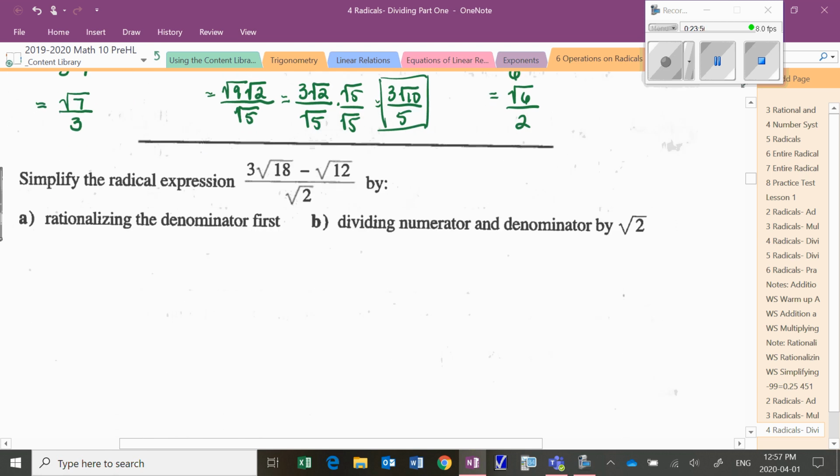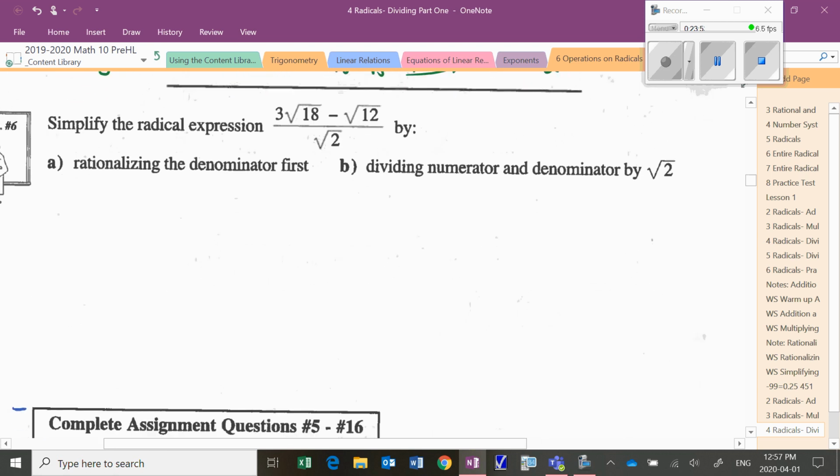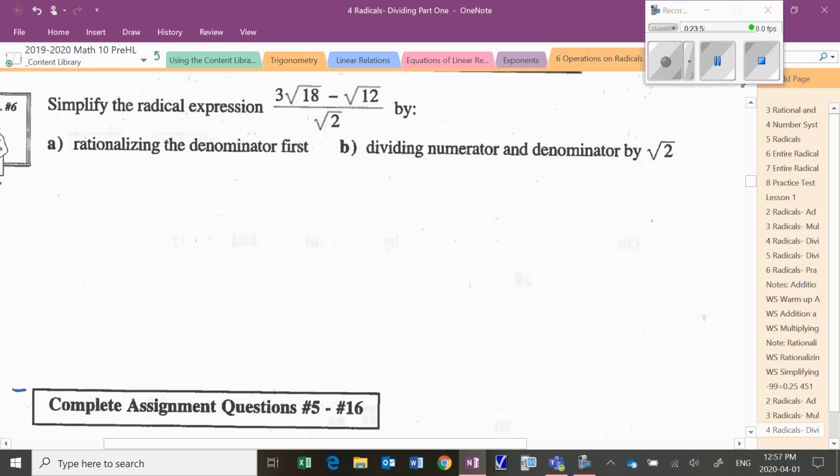Awesome. Okay, if you take a look at class example number 6, it says simplify the radical expression by rationalizing the denominator first, or dividing numerator and denominator by root 2. And so if we take a look at this then, rationalizing the denominator first would mean that I've got 3 root 18 minus root 12 divided by root 2. So rationalizing would mean that I need to multiply the top and bottom by root 2, which means that I would need to distribute that root 2 in.